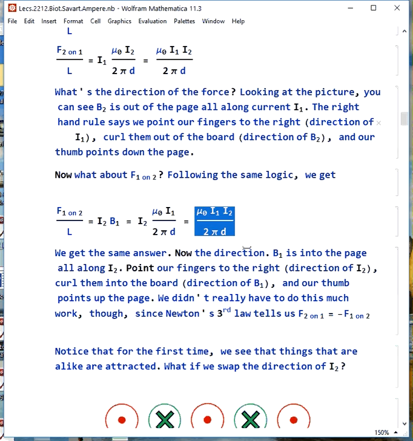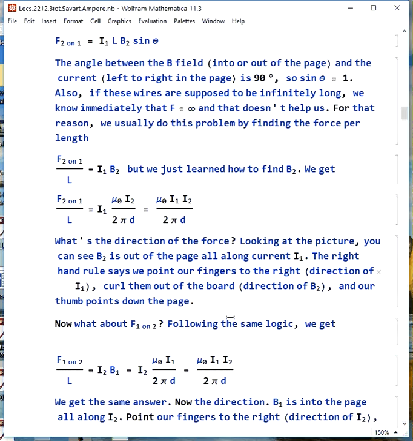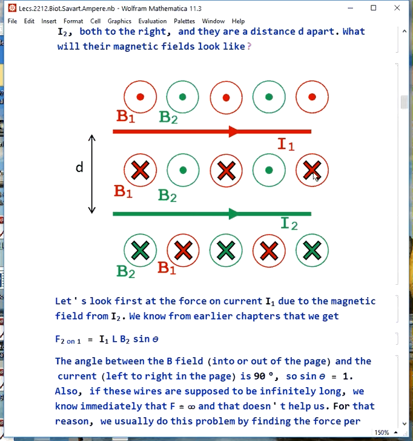This is actually not really a surprise. These two things, we have to have this relation between them because of Newton's third law. We have to have that the force of 2 on 1 is equal and opposite to the force of 1 on 2. The odd thing is, now we have two things that are alike that attract. Ordinarily, like charges repel, but here, like currents attract.